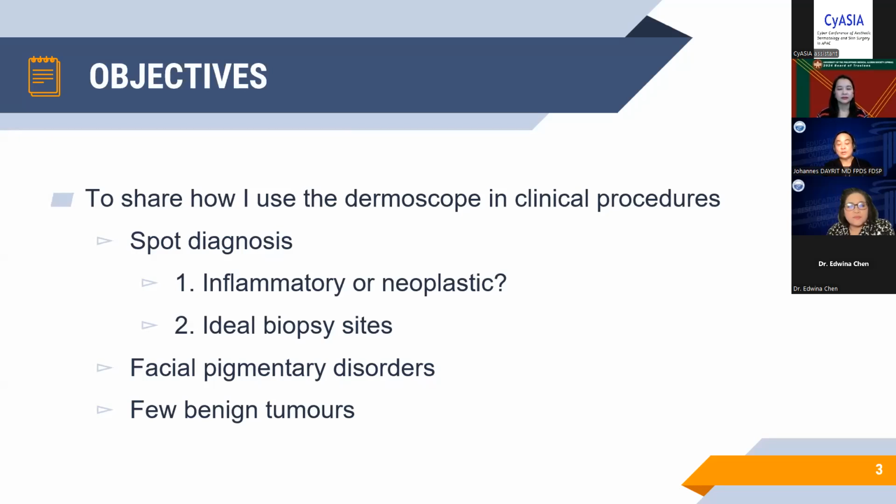I will also touch on some facial pigmentary disorders, which are very commonly encountered in our practice, like melasma, facial acanthosis nigricans, etc. And I'll be discussing some interesting cases, a few benign tumors, which will not be discussed by Jasmin and our other speaker.